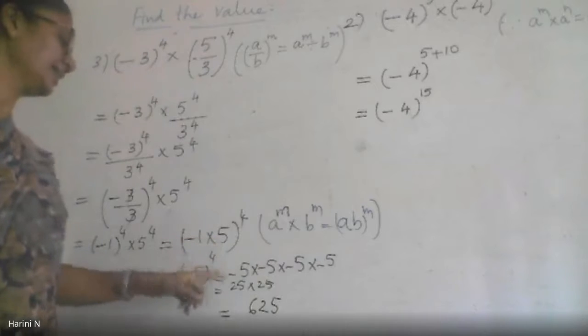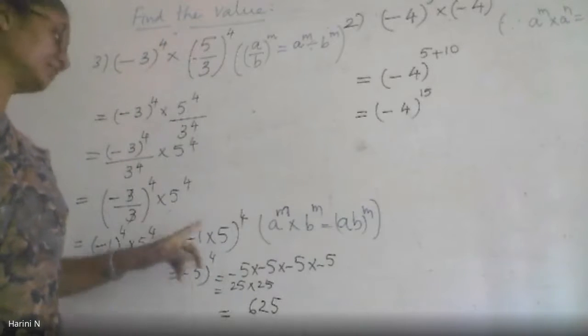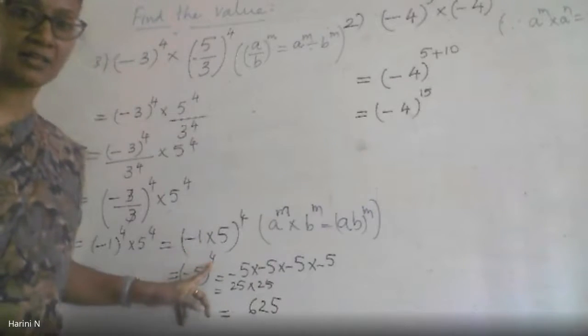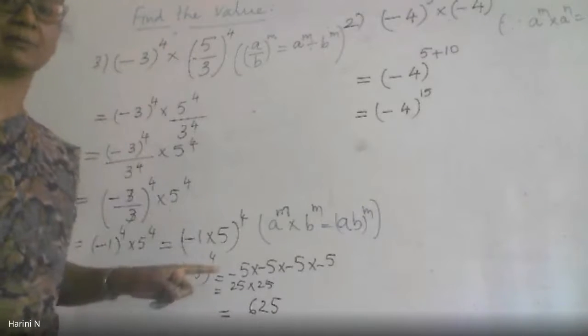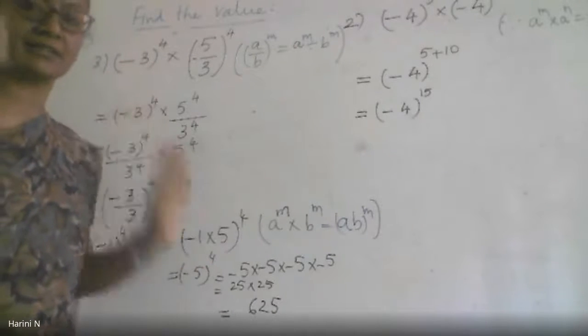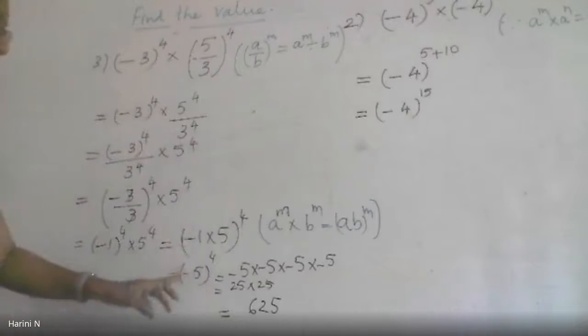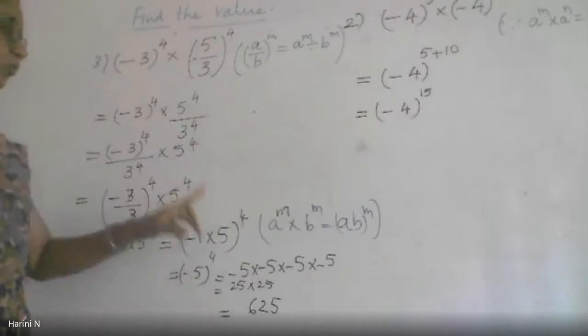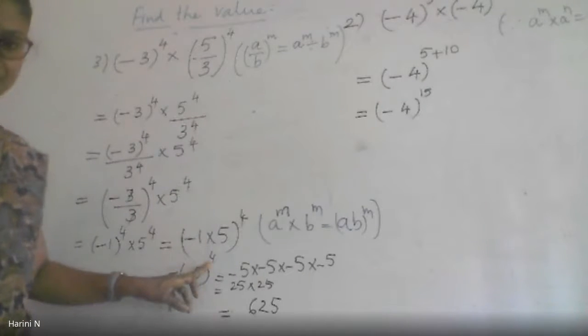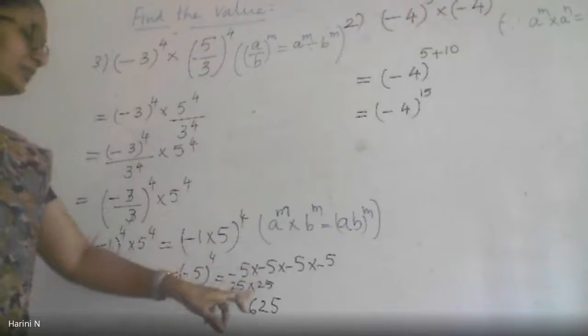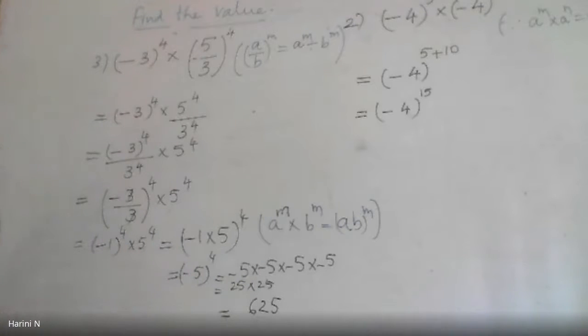So any negative base, when it is multiplied with an even power, always remember you will get a positive integer only. A negative integer with an even power or an even exponent, always remember you will get a positive integer as the value.